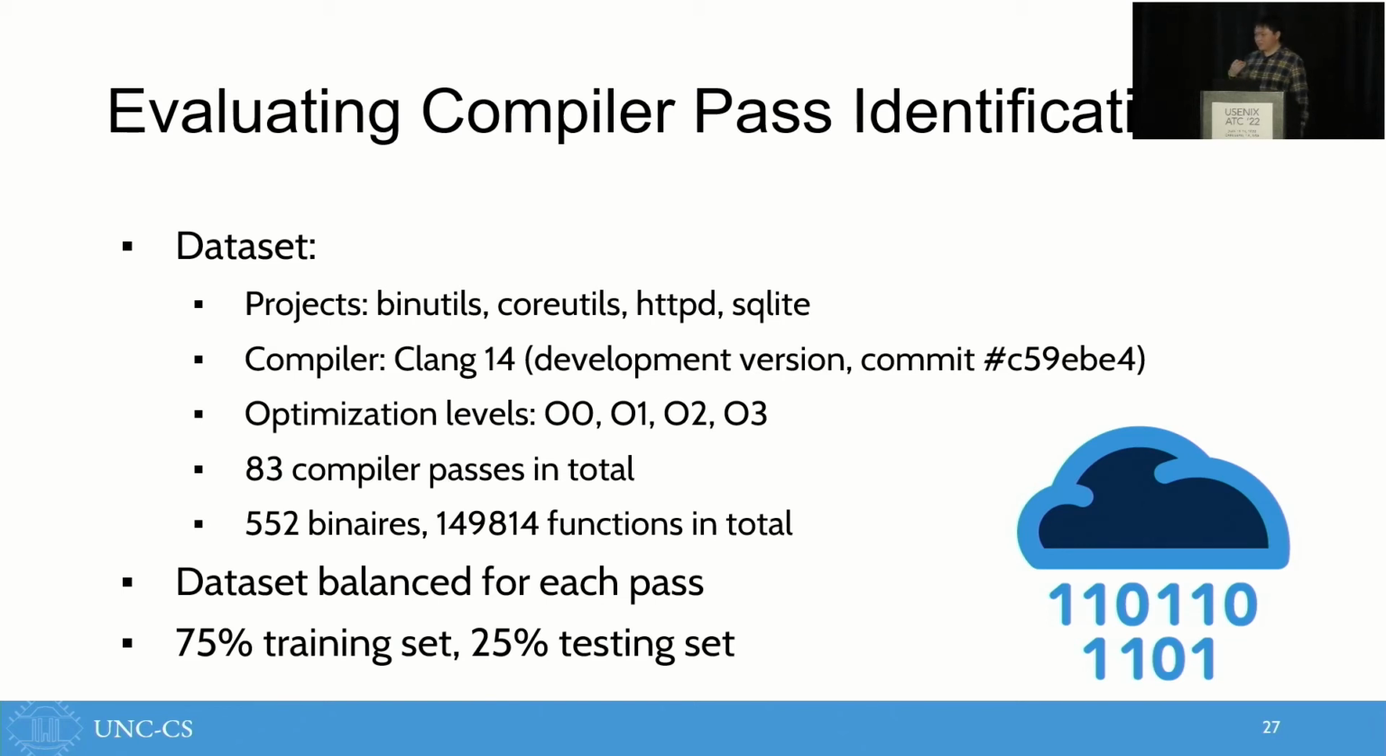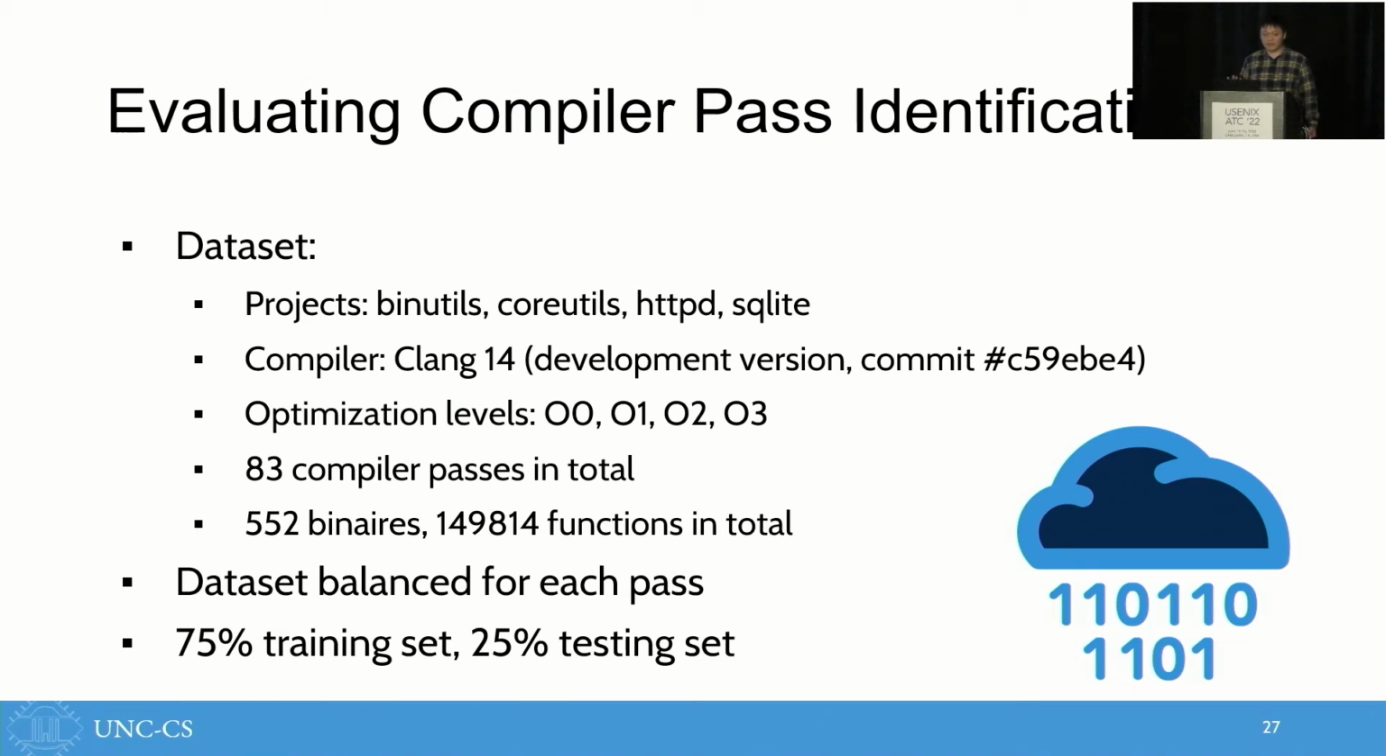Since we had to extract additional information from the compiler, we used a different dataset to evaluate our compiler pass identification. We used 4 popular open source projects: BinUtils, CoreUtils, HTTPD, and SQLite. We utilized the Clang 14 compiler and modified its legacy pass manager. And we compiled the 4 projects using 4 optimization levels from O0 to O3. In total, we extracted 83 compiler passes that are applied to functions, but not all functions.